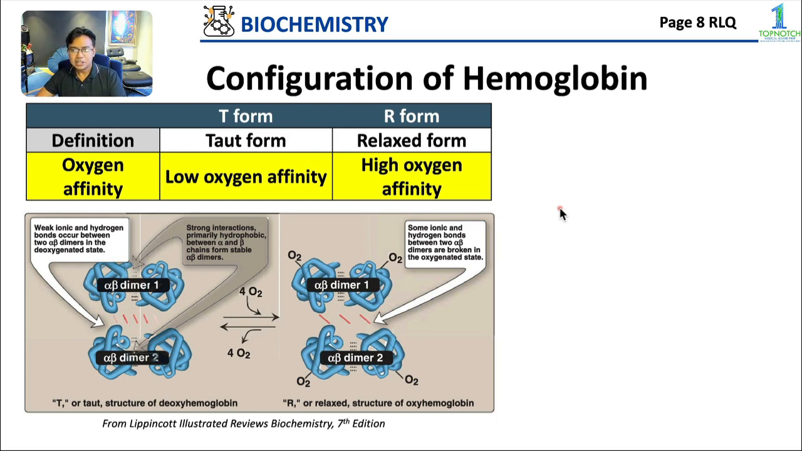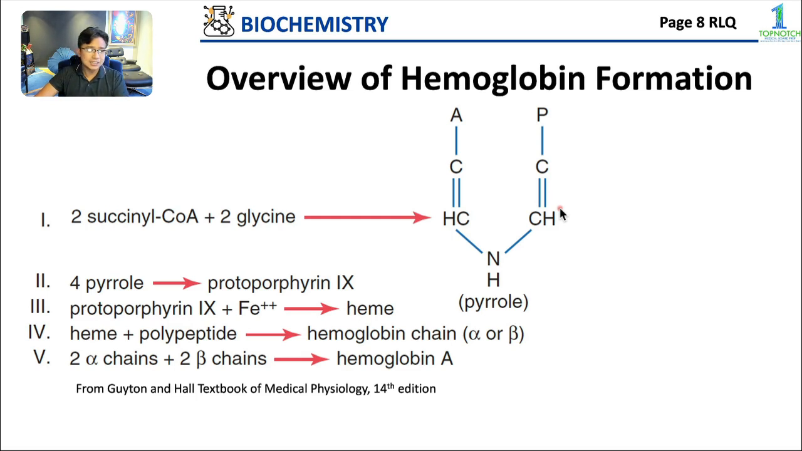Okay? Now, hemoglobin requires 2 glycine and 2 succinyl-CoA molecules to form 1 pyrrole. And 1 pyrrole must combine to 3 other pyrroles to form your protoporphyrin 9. And must be combined with the ferrous iron, guys ferrous iron siya, to form heme. So, heme is formed already. Now, heme must bind to polypeptide to form 1 hemoglobin chain.